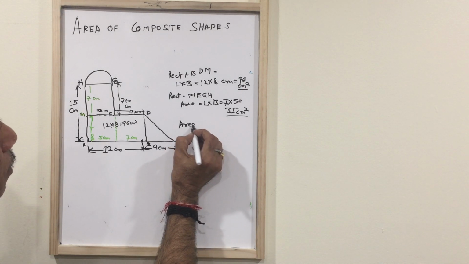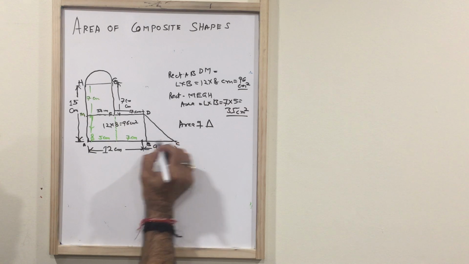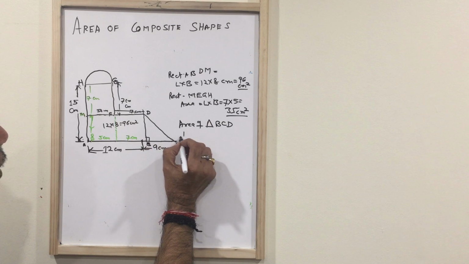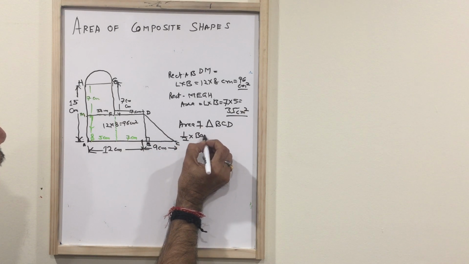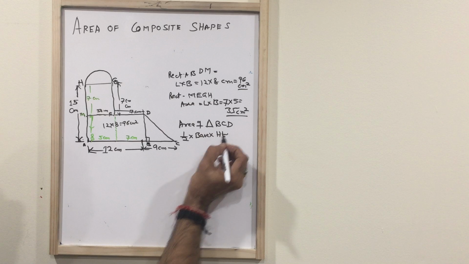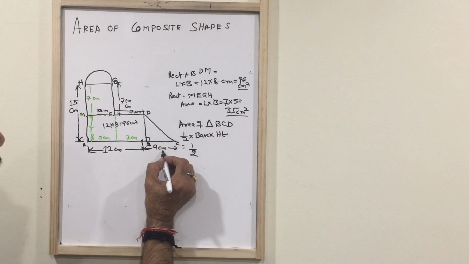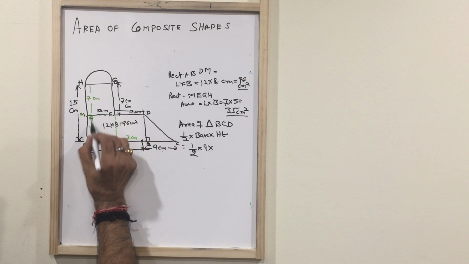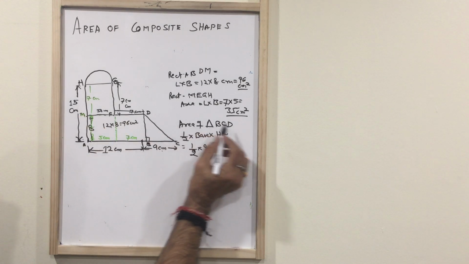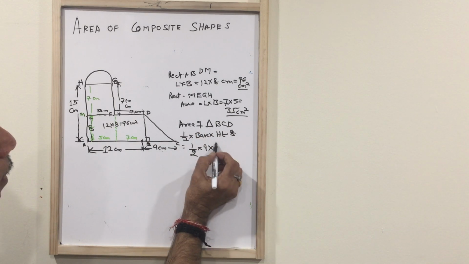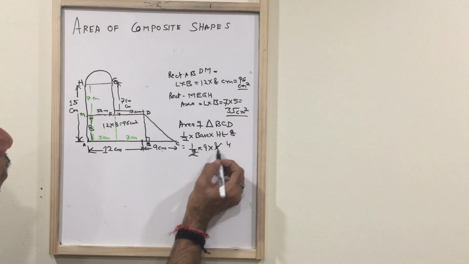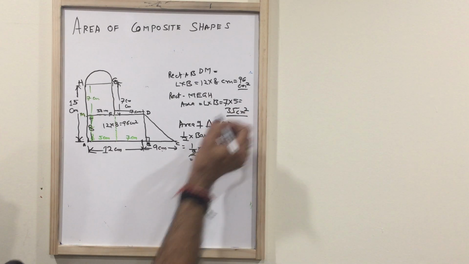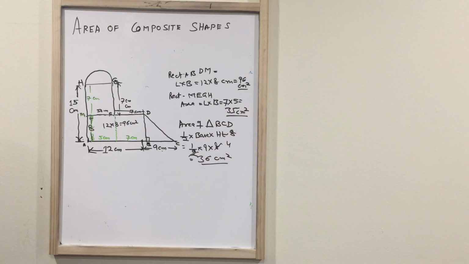So area of triangle, this triangle BCD, we know it's a right angle triangle, so area is equal to half into base into height. The base is given 9 centimeter and height, we know this is 8 centimeter up to this. So we'll put the value over here. We'll cross it. It's 36 centimeter square. So we got three values here, and now we are left with this semicircle.